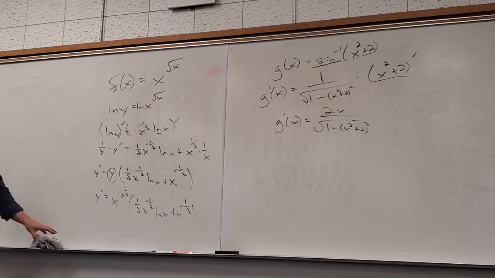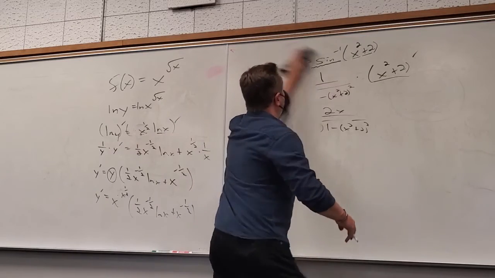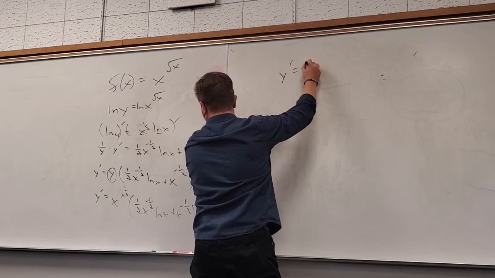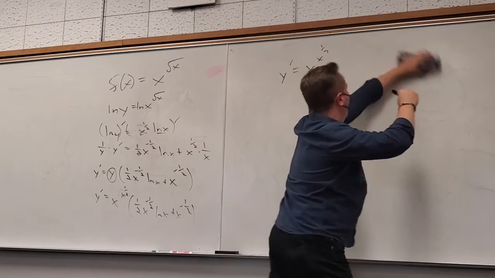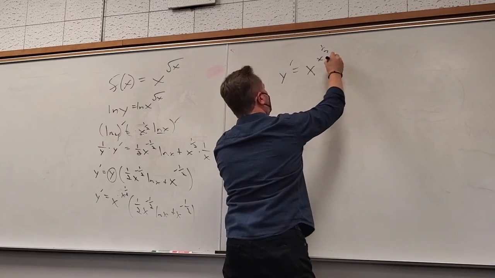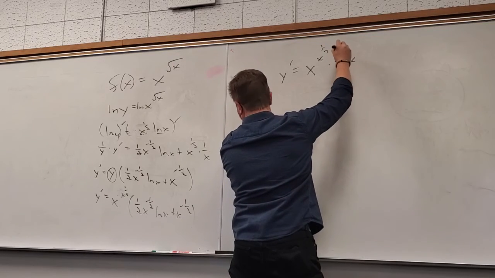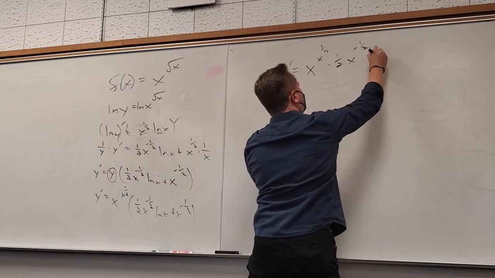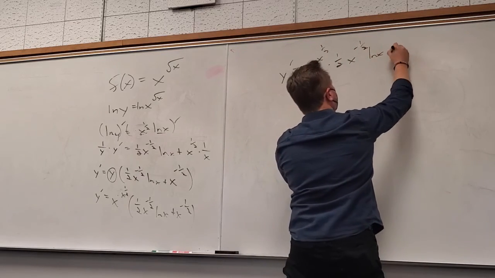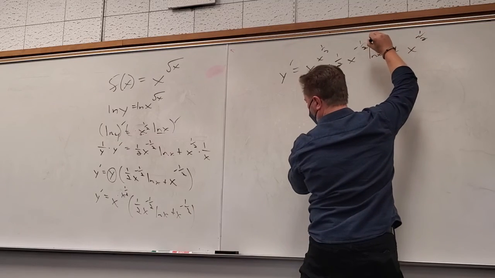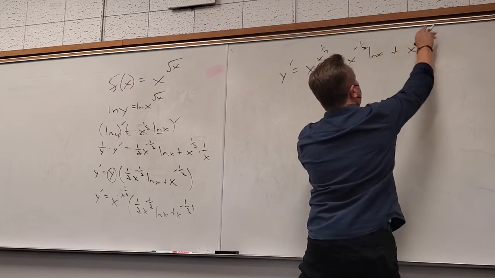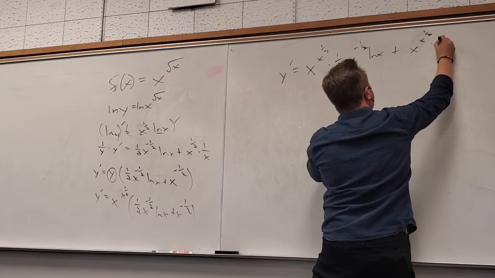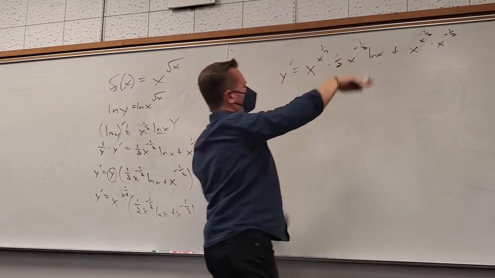I don't have time to point this out, do I? No, this is weird. Let me distribute and see if I can get this simplified real quick. Times 1/2 x to the negative 1/2 natural log of x plus x to the negative 1/2. Oh yeah, forgot mine. x to the 1/2 times x to the negative 1/2. That's enough. I'm not going to try. Oh my god.